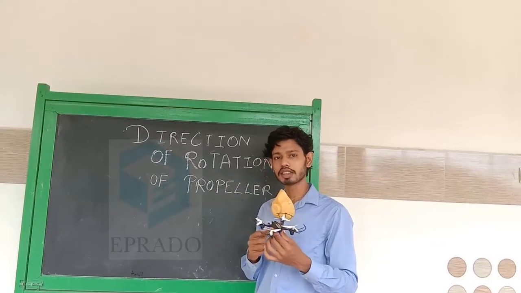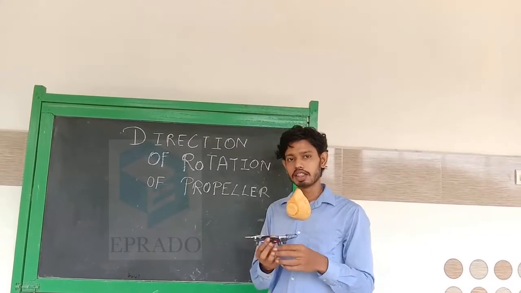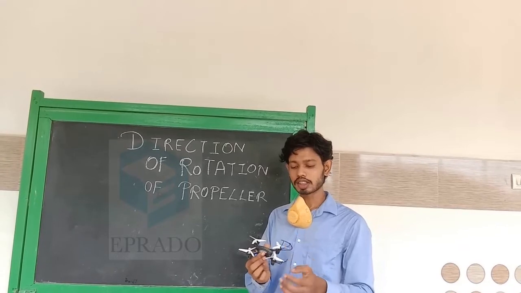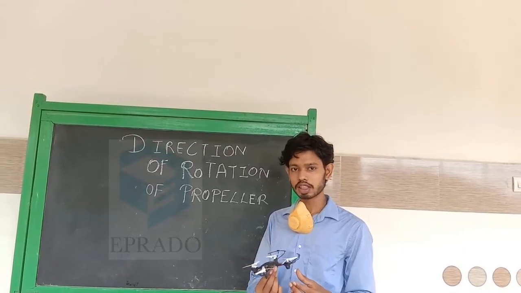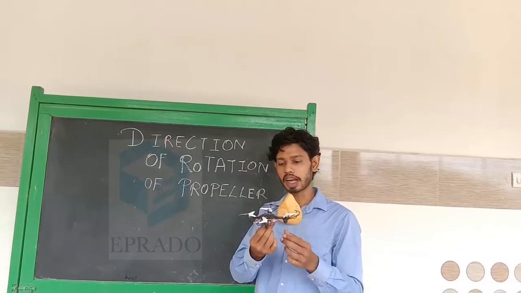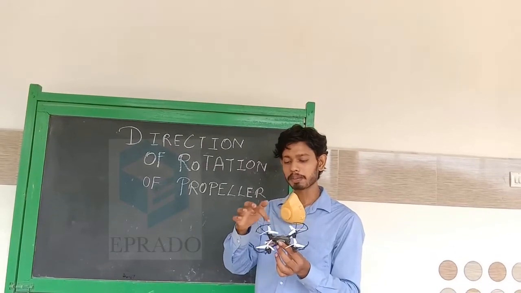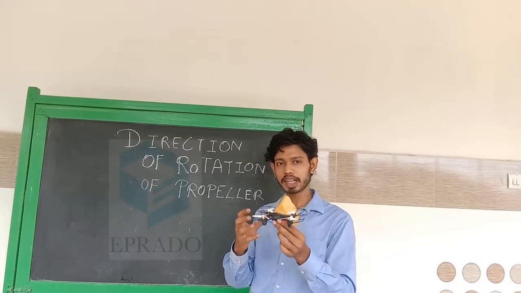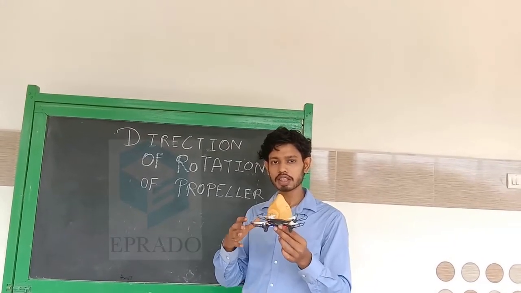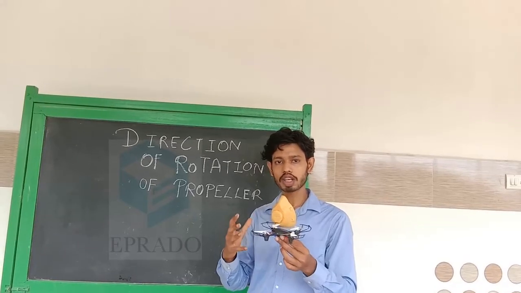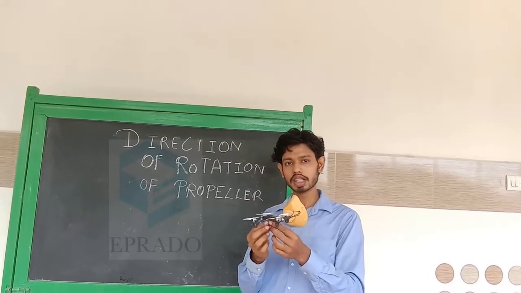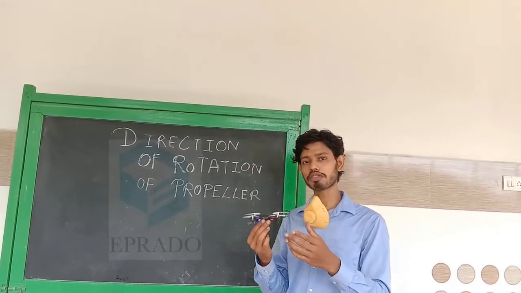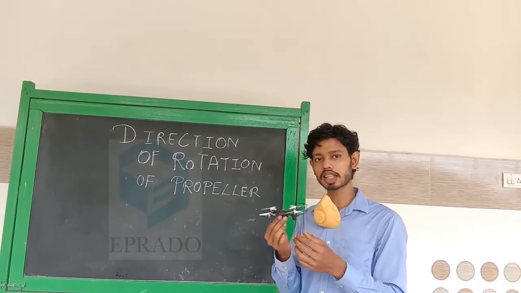In the last session we learned that if we increase the velocity of these propellers, that is the RPM of the propellers, then the drone will move up. And if we decrease the RPM of the propellers, then the drone will move down. If we maintain a constant RPM, or adjust the RPM according to the force acting on the drone, then the drone will remain in air. This is called altitude hold of drones. We learned about that in the last session.